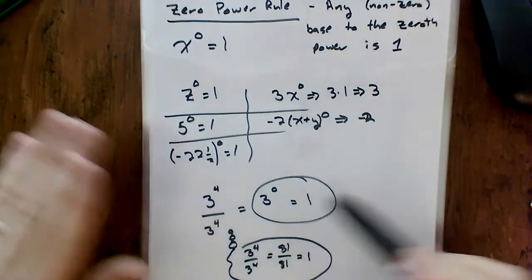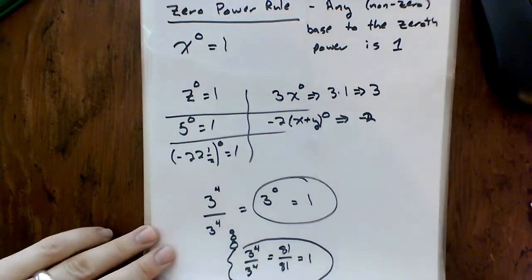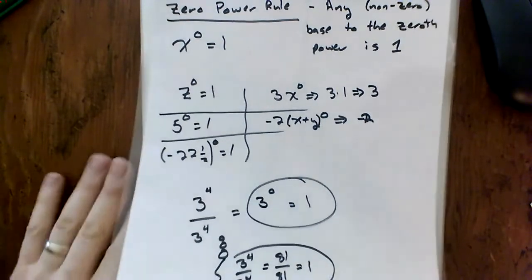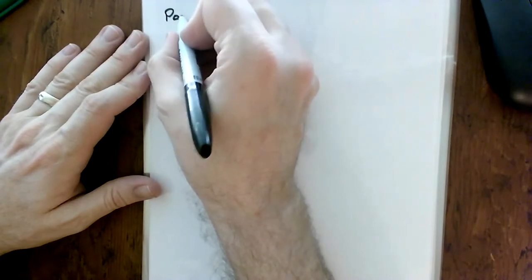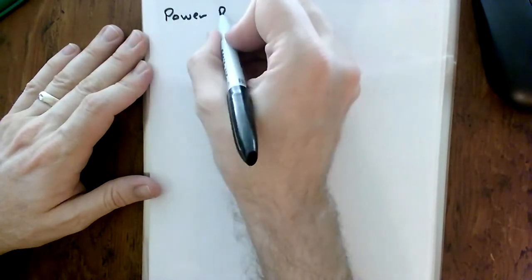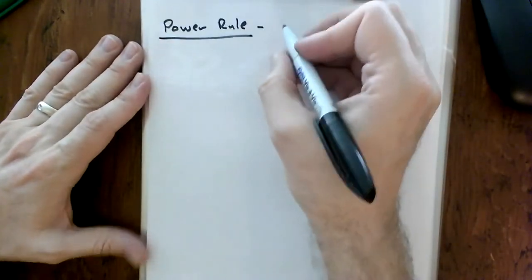Okay, last basic rule, and then I will let you go back to your lives. And that is the power rule. This is where we're dealing with an exponent to an exponent.